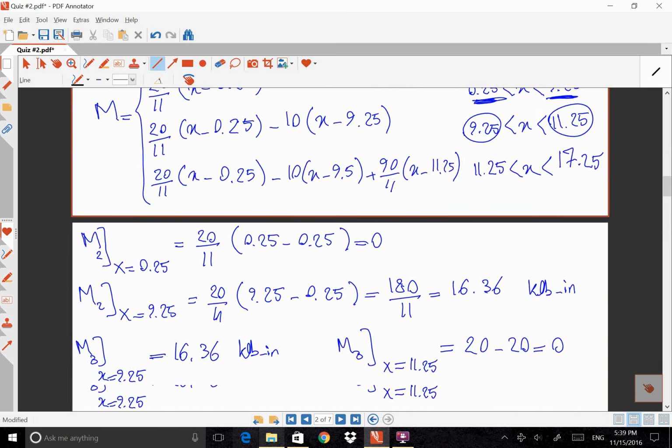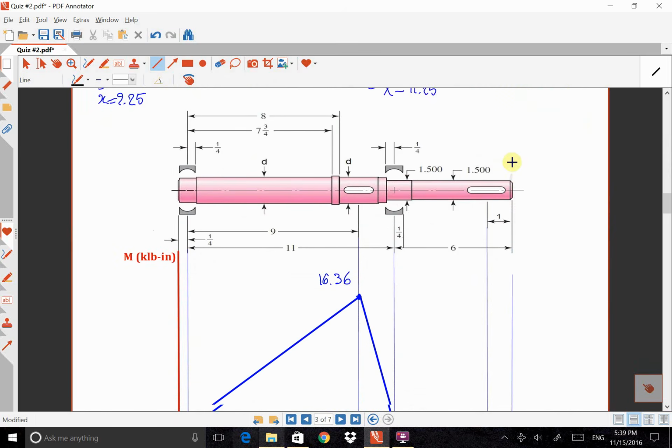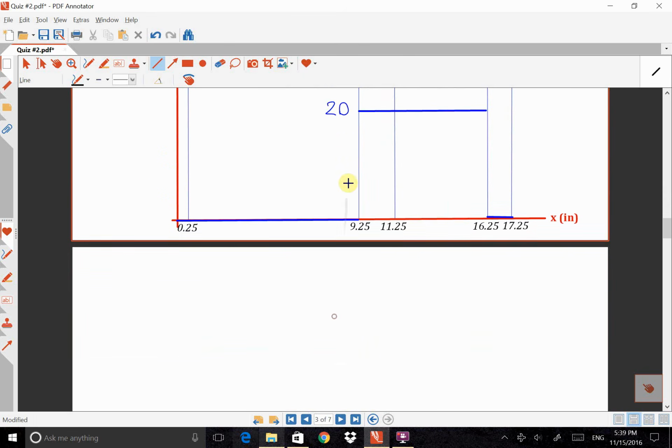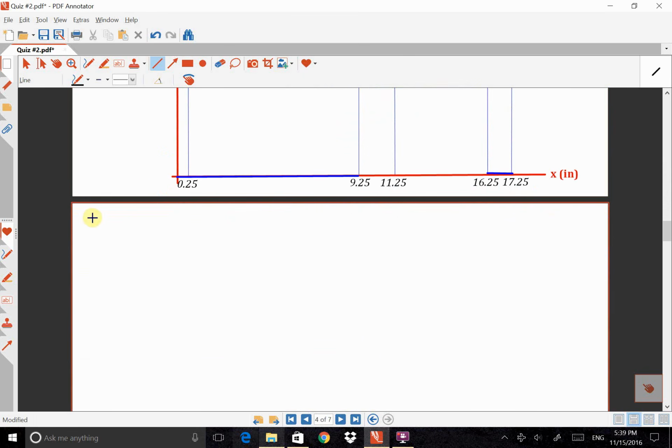Okay. In part C, we are asked to find a diameter based on the Gerber criterion. So this is part C. Okay.